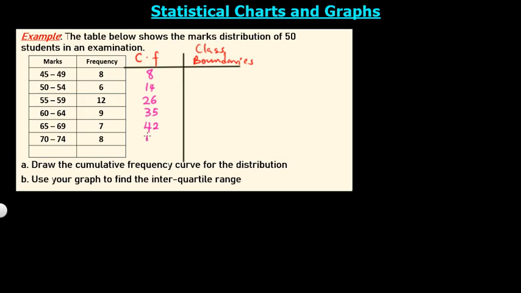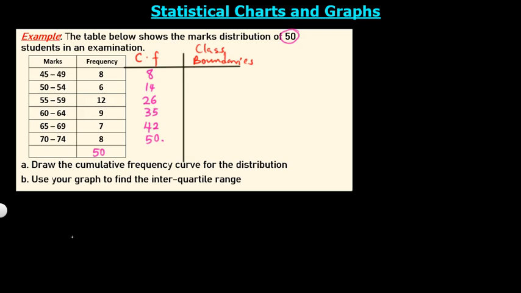Recall the total frequency of it, if we add it up, when you add this plus this plus this plus this plus this, must give you 50, just as it's stated here. So the cumulative frequency helps you to confirm that the last point of cumulative frequency must be equal to the total frequency of the distribution. Now that we have this, we need class boundaries.